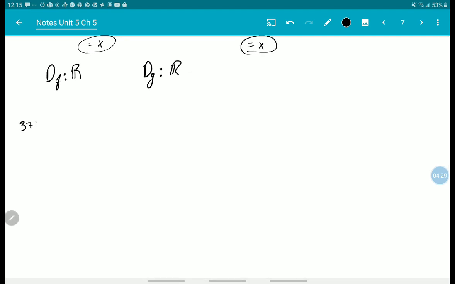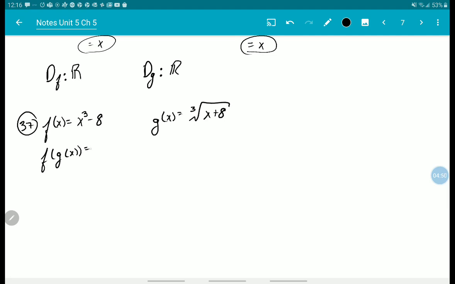Let's look at number 37. We have f of x is equal to x cubed minus 8. g of x is equal to the cube root of x plus 8. We want to verify these are inverses.